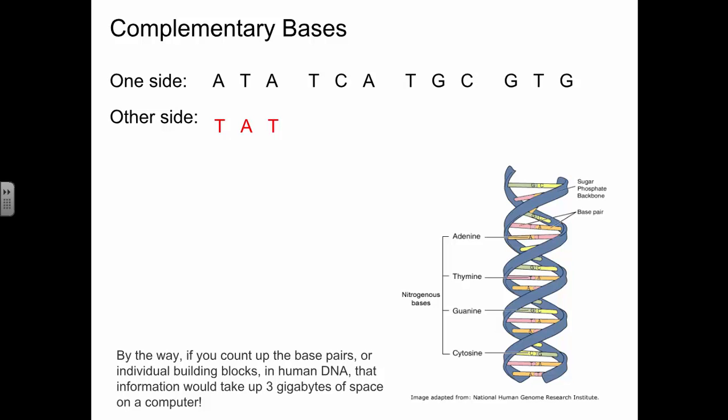Alex? A, G, T. A's and T's together, C's and G's together. How about the next one, Julia? ACG. Zach, how about the last one? CAC.